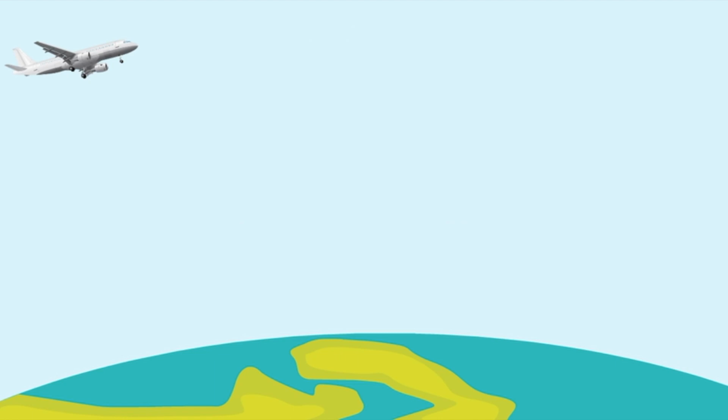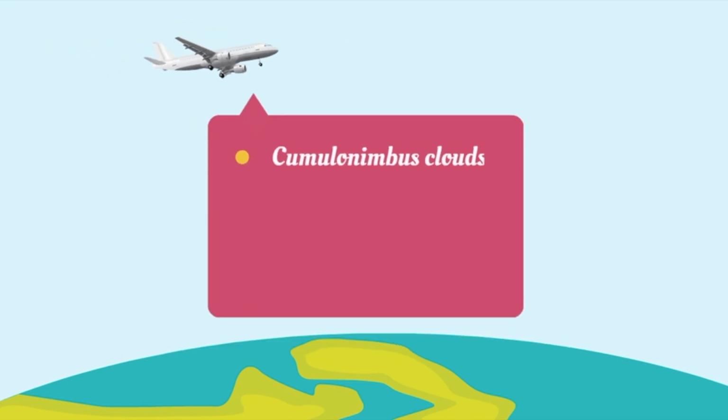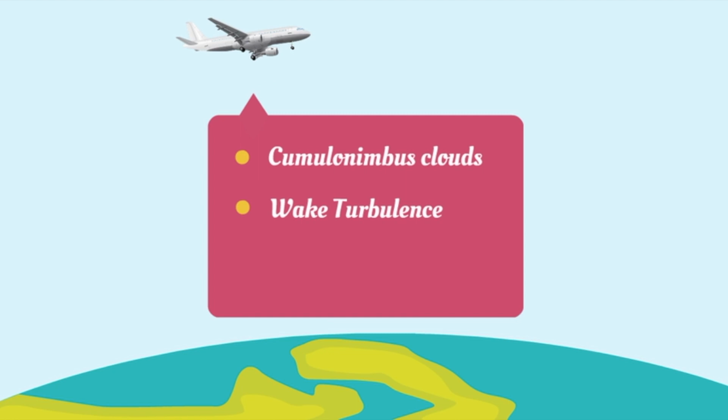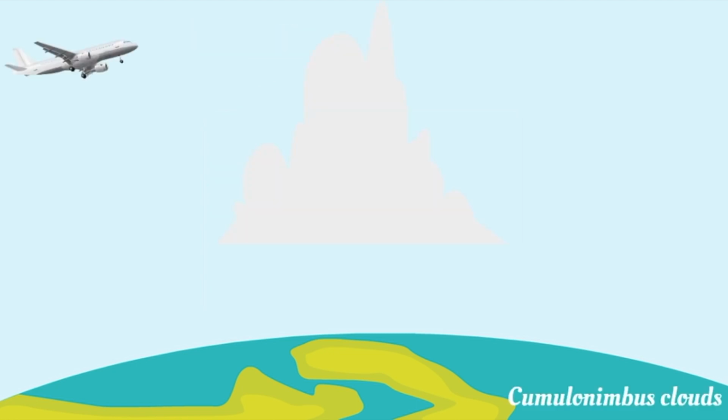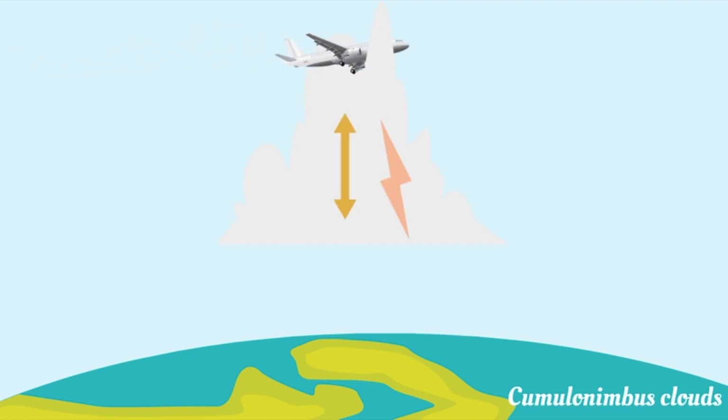You will find turbulence usually in three different circumstances: turbulence caused by cumulonimbus clouds, wake turbulence from other airplanes, and clear air turbulence. Cumulonimbus clouds are thunderstorm clouds. Inside these clouds, the air moves vertically up and down, and if you enter these clouds, the plane will move along with the air around it, giving the plane a shaky vertical movement.